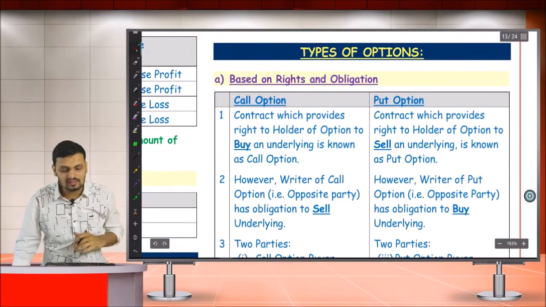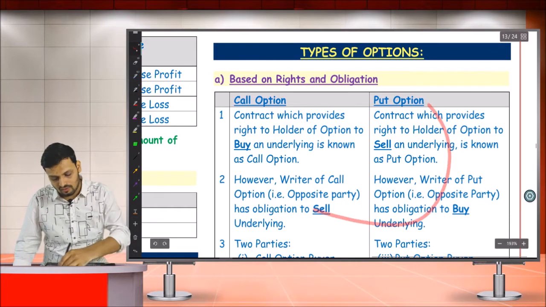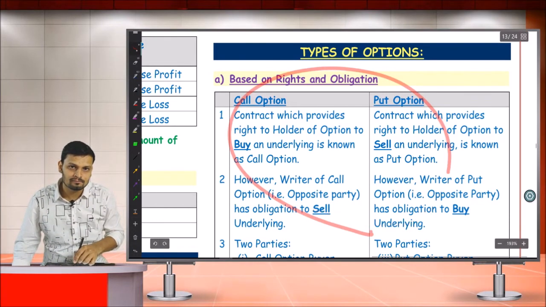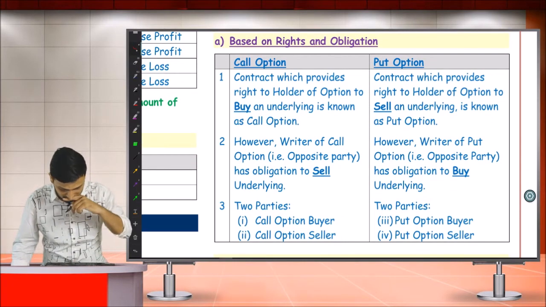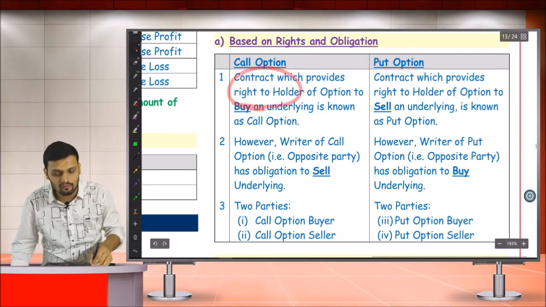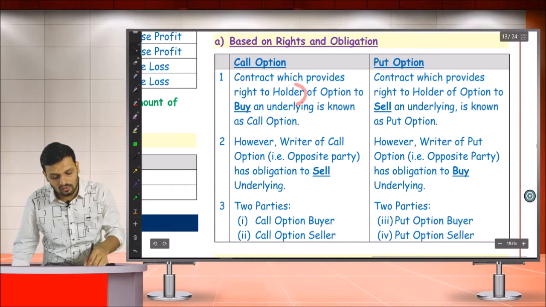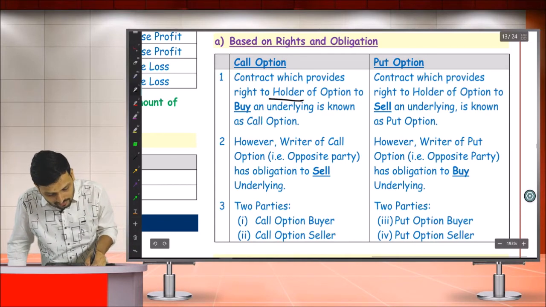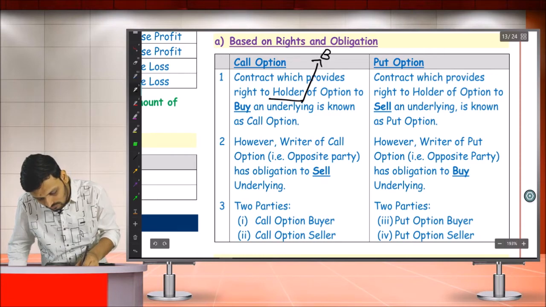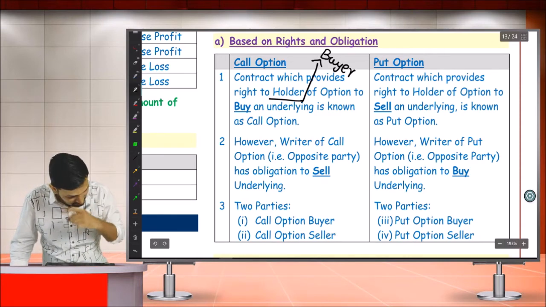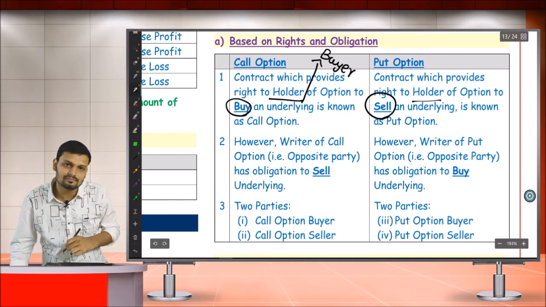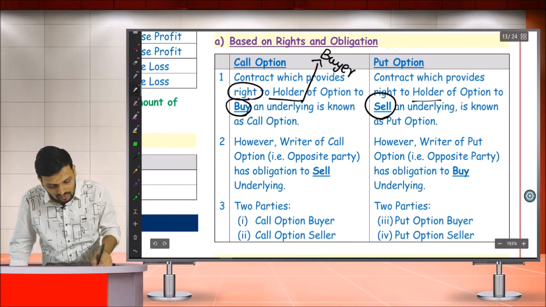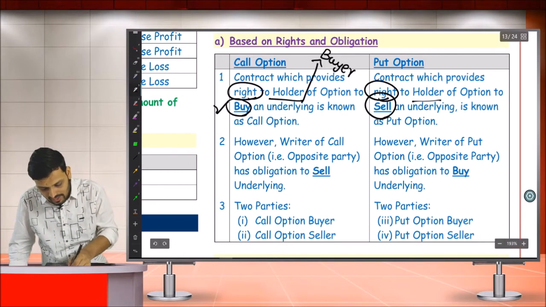Okay, the next one, types of options. All of this I've just now explained. I'll just read it once so that you will be able to understand even from your side. Contract which provides right to holder of option to buy. So call option, it provides a right to holder. Who is holder? Holder is nothing but buyer. It will give a right to buy. Under put option, the holder gets the option to sell or right to sell, whatever the case is. So, I'll give a right to buy here, give a right to sell here.